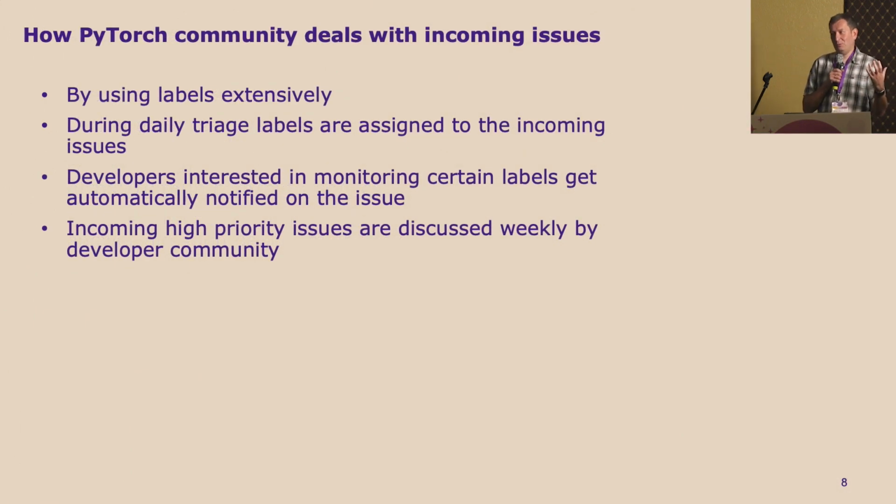So how the same process looks from the PyTorch developer community point of view. Every day we have a person who looks at all the incoming issues and assigns labels. Those labels notify people who are interested in monitoring the label about what is going on. When labels are assigned, those people who have more knowledge about this particular area of the project might ask questions or might have an insight or ideas about what is going on.